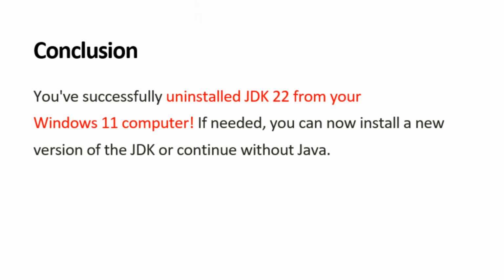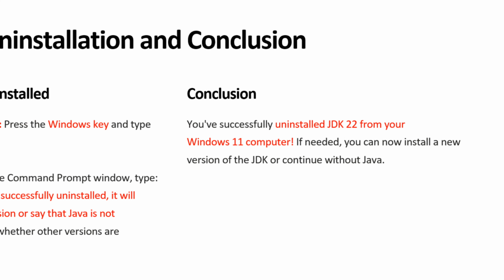So the conclusion is you have successfully uninstalled JDK 22 from your Windows 11 operating system. If needed, you can now install a new version of JDK or continue without Java.